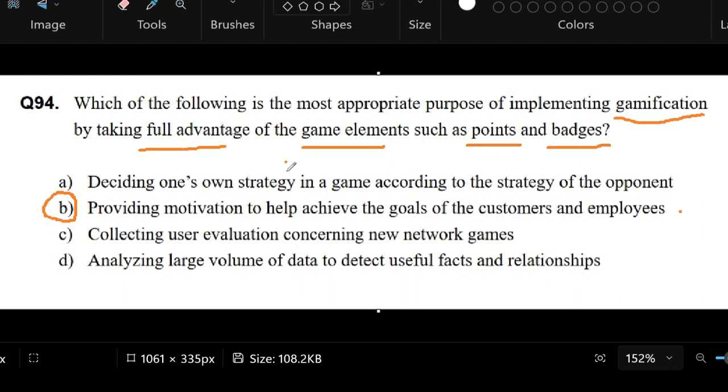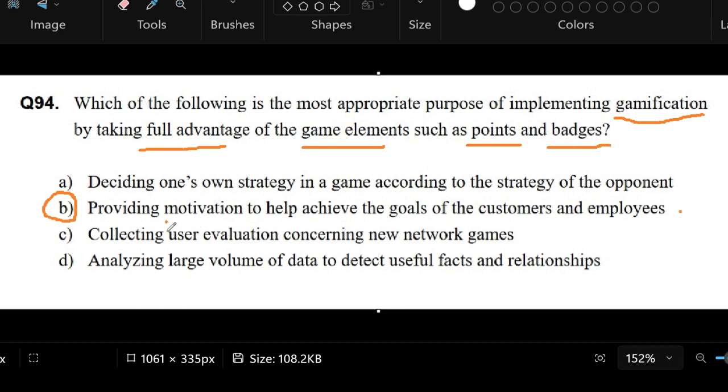Now, if we are going to decide one's own strategy in a game based on the strategy of the opponent, and we're going to use points and badges, I think this could be a use of game elements, but it's not necessarily what we're going for as the purpose of putting in gamified elements, because this looks like it's already a game. Letter B is saying that we provide motivation to help achieve the goals of the customers and employees.